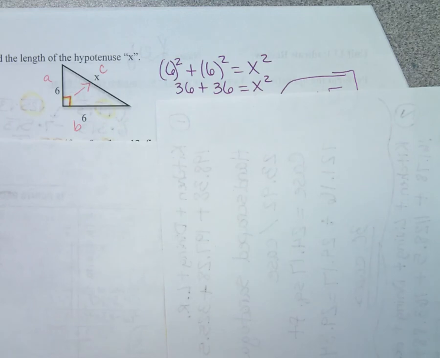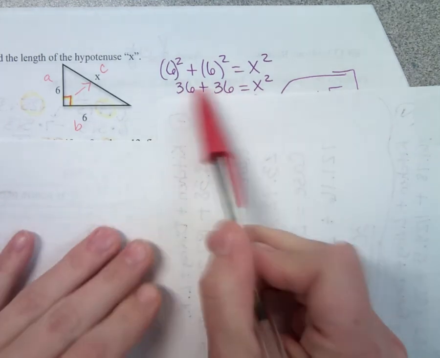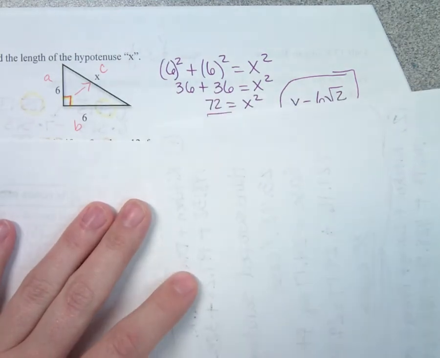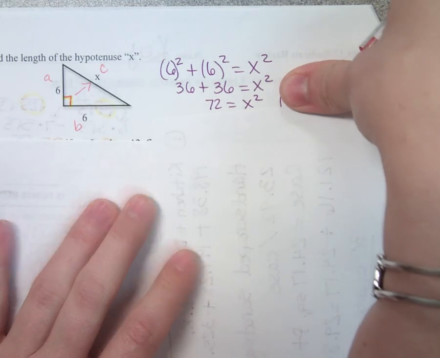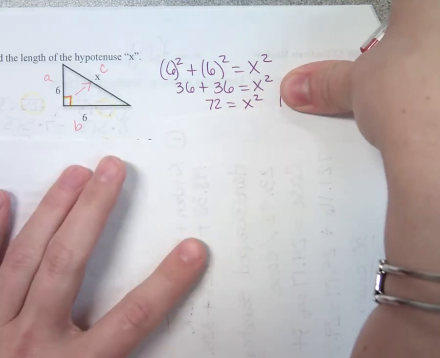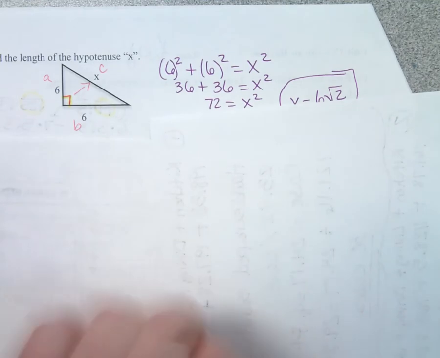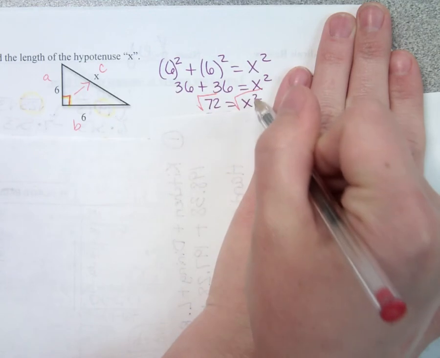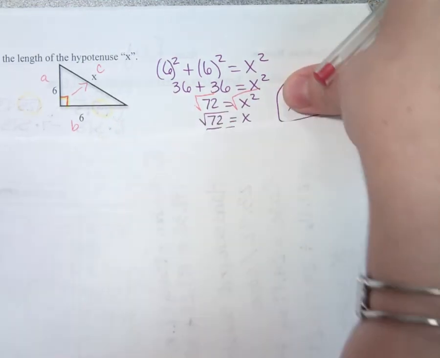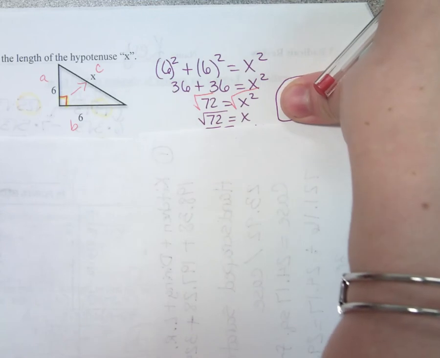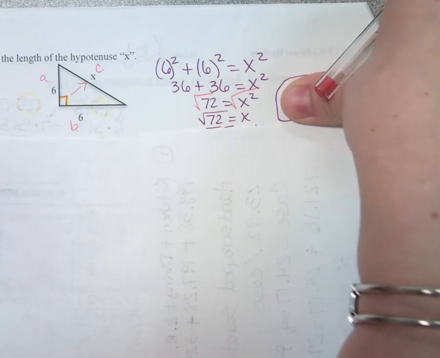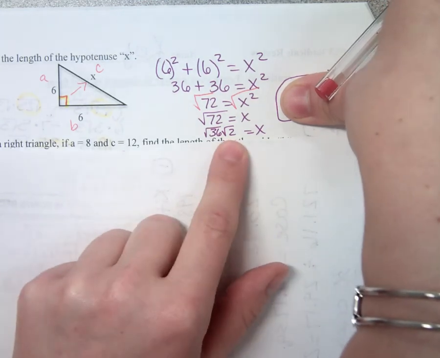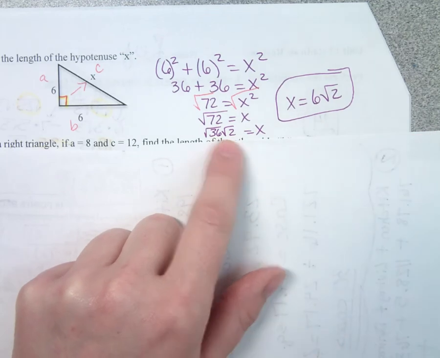6 squared is 36. Since these are like terms and they're on the left side of the equals, I can combine them. 36 plus 36 is 72. And then to get rid of this squared, I'm going to square root both sides. So if I square root both sides, I'm left with just x on the right and the square root of 72 on the left. And then you can't take the square root of 72 and get a nice, neat whole number, so I'm going to try to break it down. What perfect square goes in there? How many times does it go in there? And that gives me a final answer of 6 square root of 2.